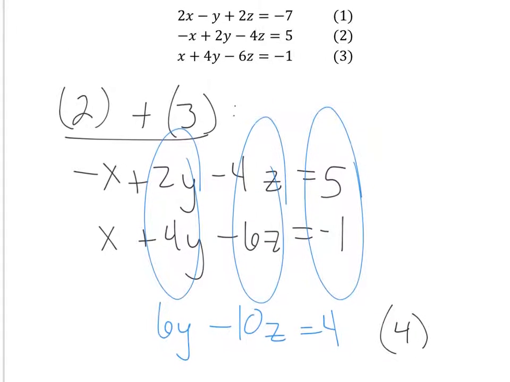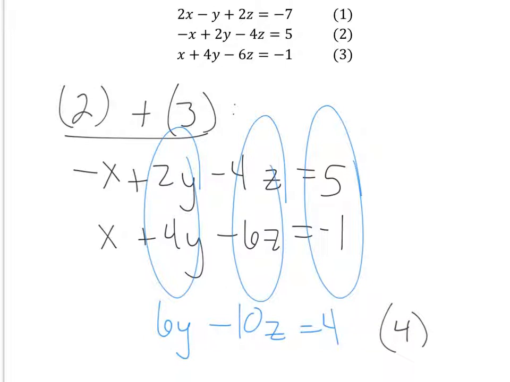Now, I got rid of x once already, and I came up with this new equation. How did I get rid of x? I got rid of x using equations 2 and 3. So we cannot use those equations together again. Is that clear? So now we can either use 1 and 3 together, or 1 and 2.